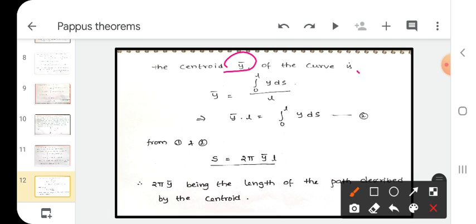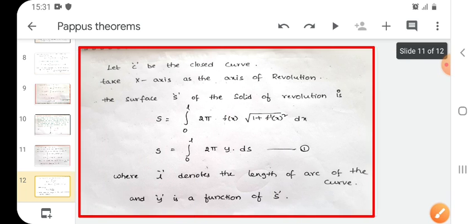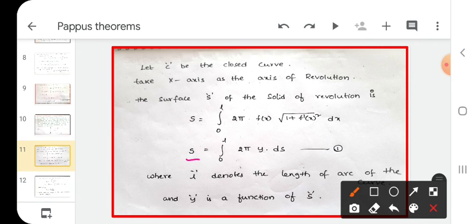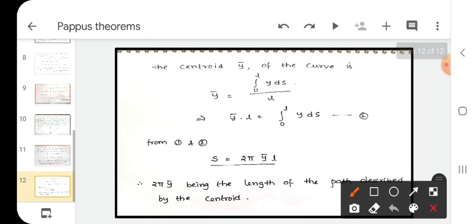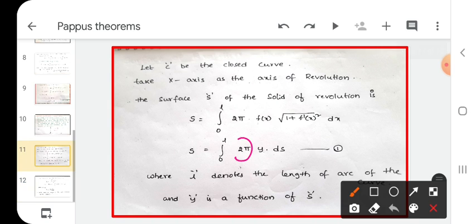Next, here also we take the centroid formula. The centroid of the curve is y bar equals, in the numerator, integral 0 to L y ds, by L. What is the value of y bar into L? Y bar into L is integral 0 to L y ds. This is equation number 2. Now I substitute 2 in 1. What is 1 here? S equals integral 0 to L 2 pi y ds. What do we get in the integral 0 to L? Only y ds. Here we have 2 pi y ds.